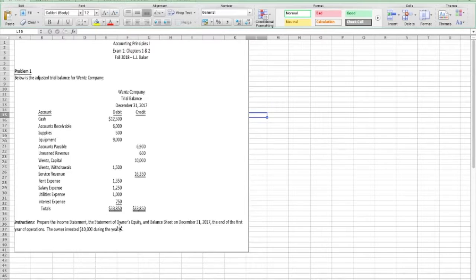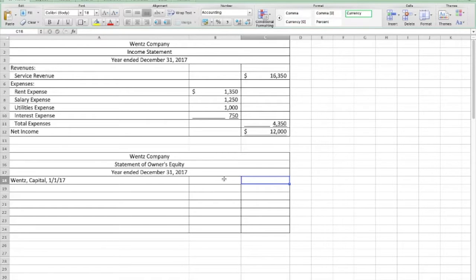If I look down here in the instructions one more time, remember it said that we were preparing these 3 financial statements as of the end of the first year of operations. So if this was the first year of operations, what that tells me is that on January 1st, 2017, Whence capital couldn't have been anything. It had to begin that year with a balance of $0.